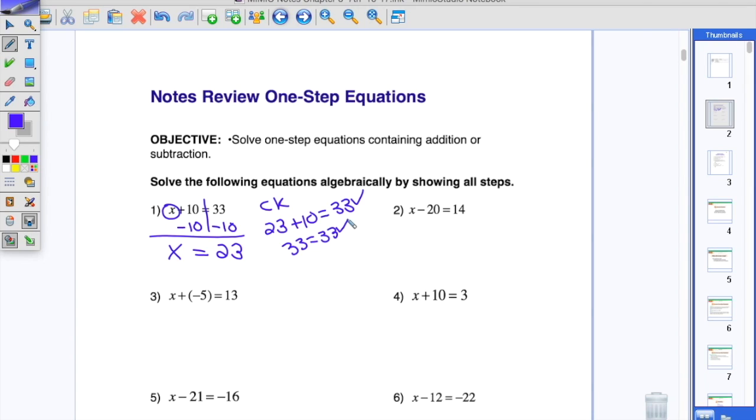Number 2 is a subtraction problem. So we are going to add 20 to both sides. So we're left with x on the left because negative 20 plus 20, if you subtract 20 and add 20 to it, you get 0. And 14 plus 20 is 34. When we check our work, we substitute the 34 in for the x and we subtract. And when we do 34 minus 20, we get 14. 14 is equal to 14, so both sides are equal to each other.